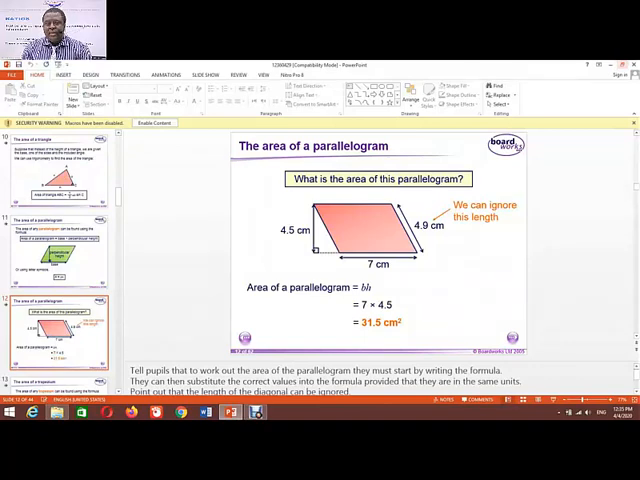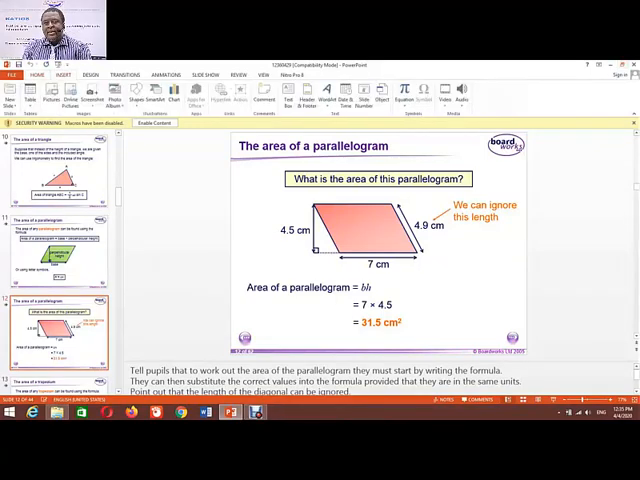The area of a parallelogram. Here we have an example. The base is equal to 7 centimeters and the height is equal to 4.5 centimeters. We can ignore the 4.9 centimeters. Now to calculate the area, we have base times height, which is 7 times 4.5, and the answer is equal to 31.5 centimeters square. Why did we ignore the 4.9? Because we don't measure the height from this side.